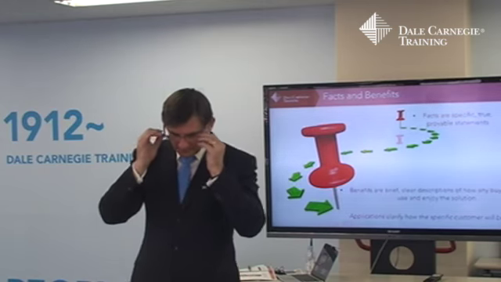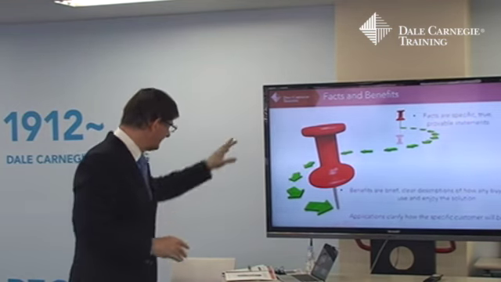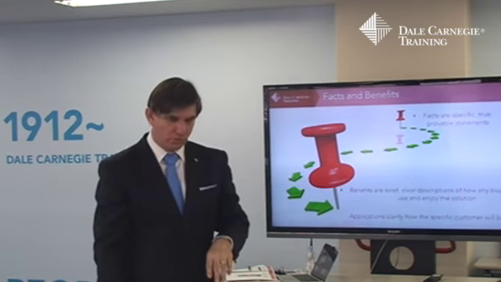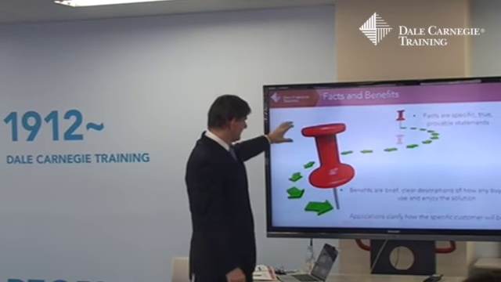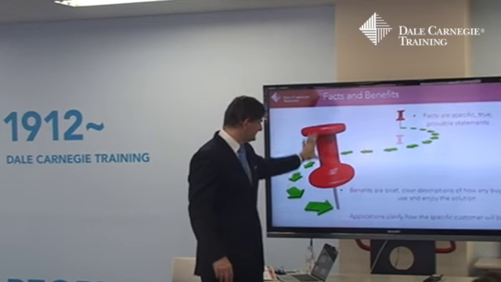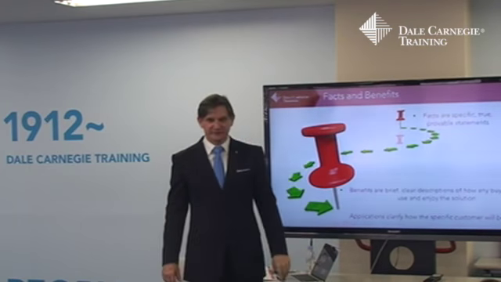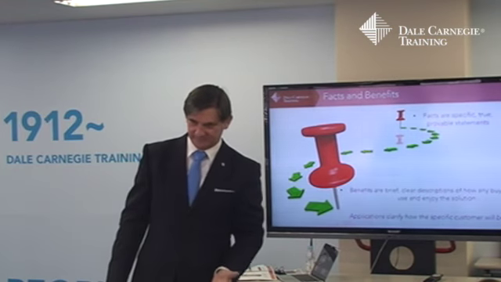Now, we're going to talk about facts, benefits, and applications here, right? So what you see here is, this is very large, isn't it? And this is very small. Facts are specific, true, provable statements.